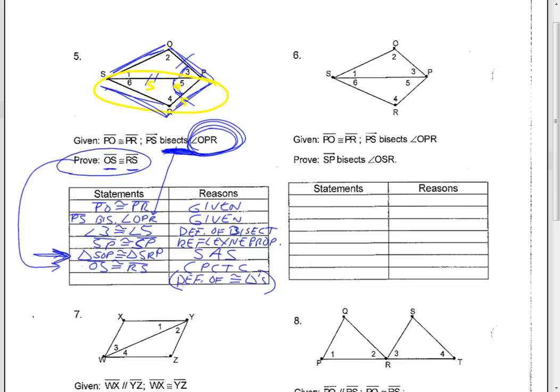What's the point of writing it? Why do I write it? It takes the place of saying, since the two triangles have been proven to be exactly the same, all of their little corresponding pieces are exactly the same. We just say CPCTC. Corresponding parts of congruent triangles are congruent.